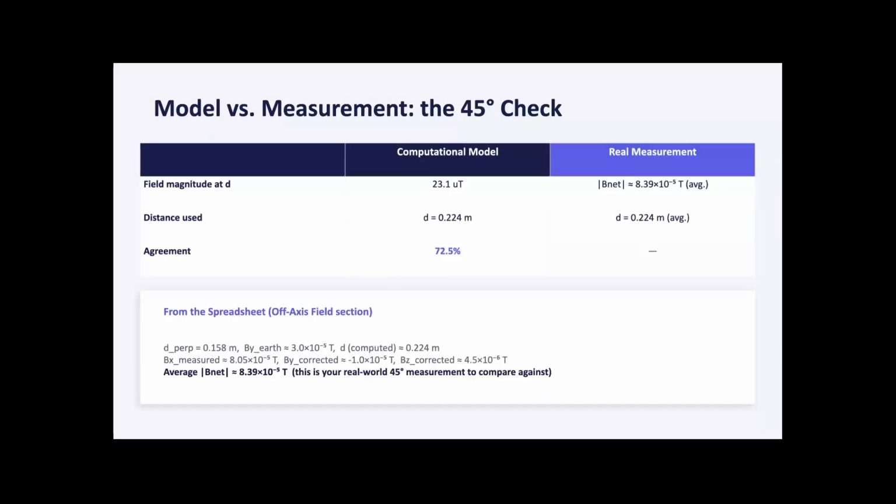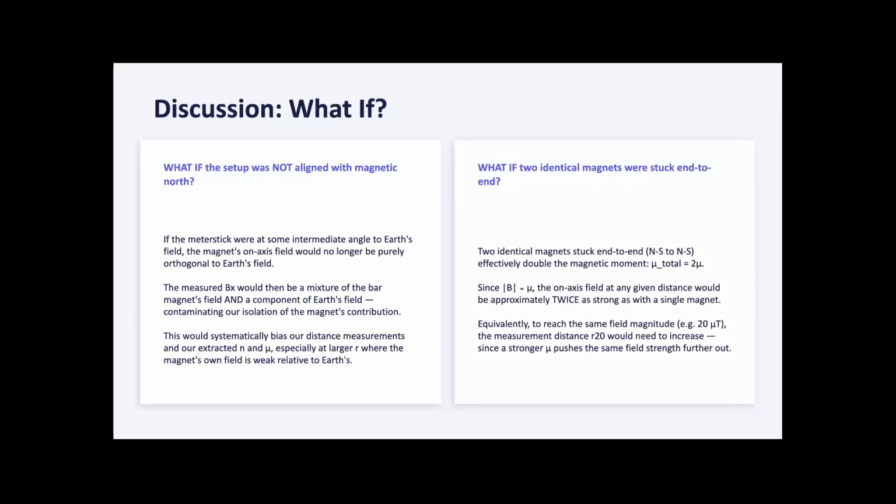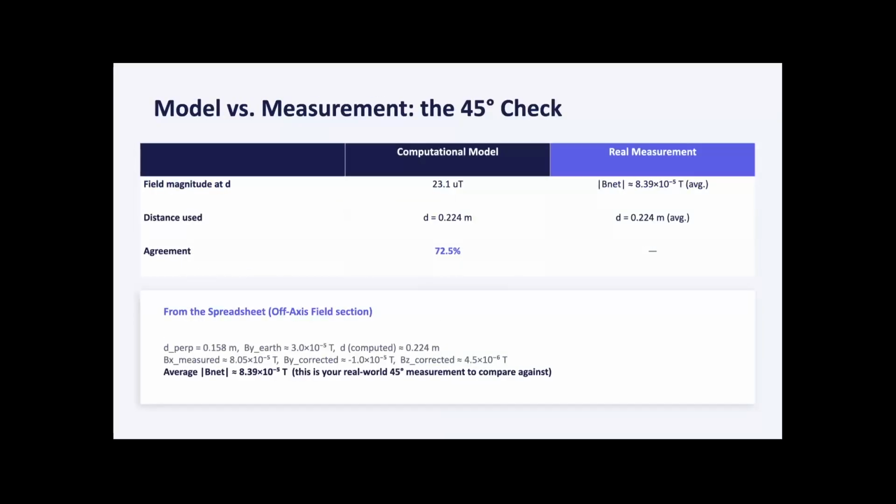Now for the key comparison: how well does my computational model match a real measurement at 45 degrees? From my off-axis spreadsheet section, at a perpendicular distance of 0.158 meters, the sensor ended up a total distance of about 0.224 meters from the magnet. After correcting for Earth's field, my average measured net field was approximately 8.39 times 10 to the negative 5th Tesla. Running my dipole B function at the same distance and 45-degree angle gives a predicted field. Comparing the two, you get a 72.5% difference.